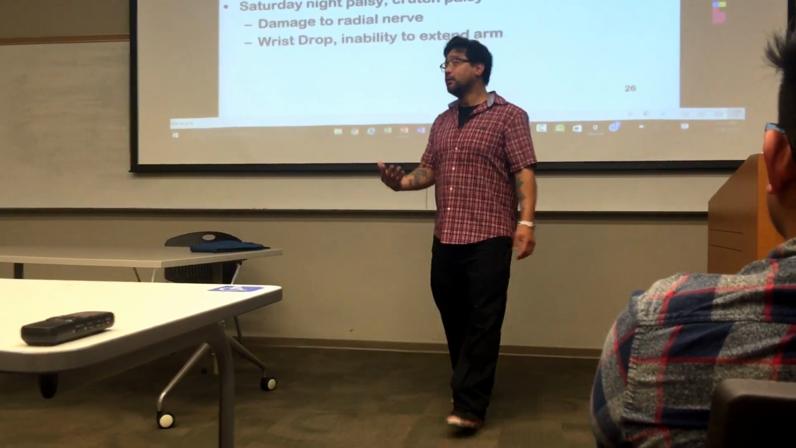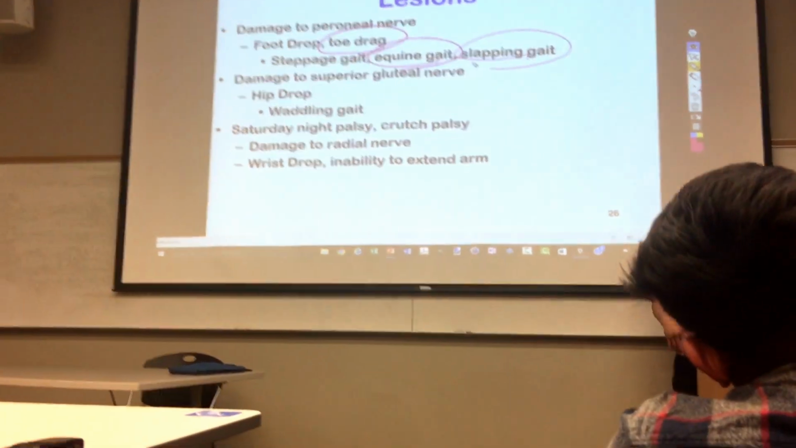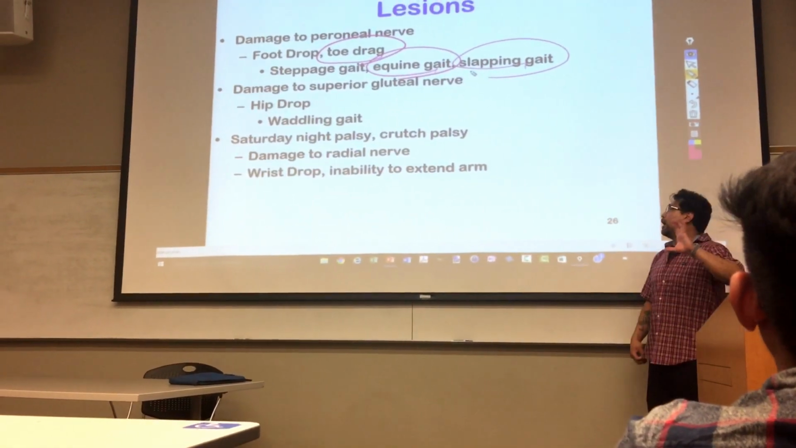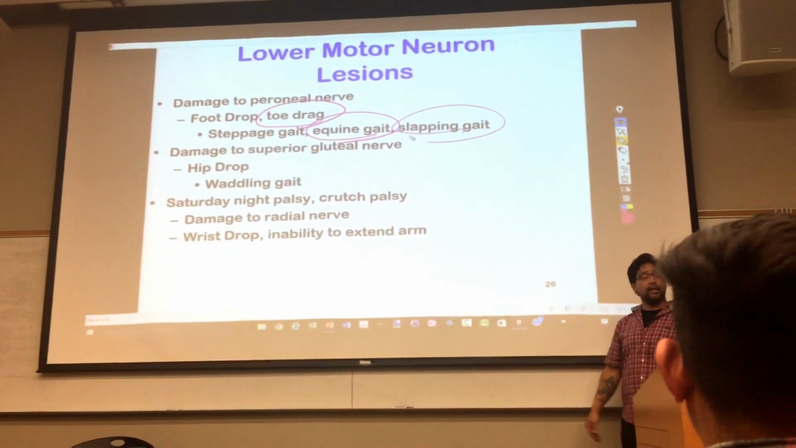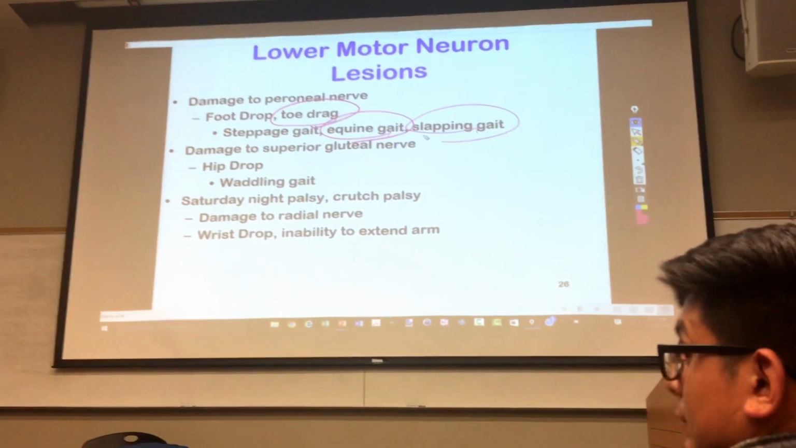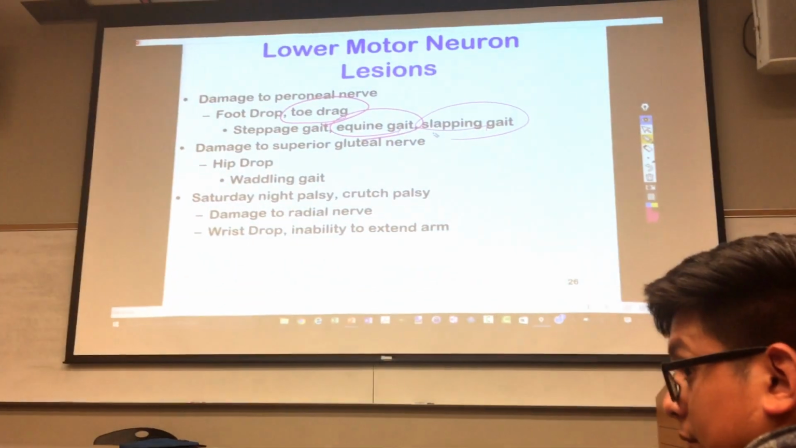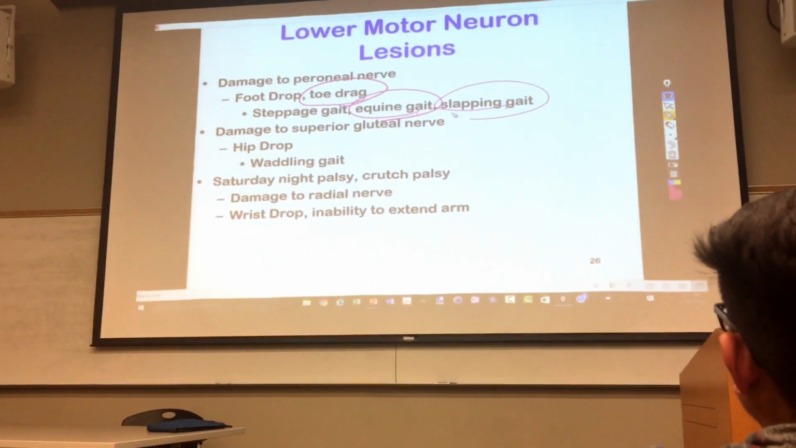Toddlers. Do you know why? It's totally normal for them to walk like that. I'm exaggerating. Also, they have massive heads. Why do they walk like that? Because their muscles haven't developed yet. They're not strong enough to support them yet, right?